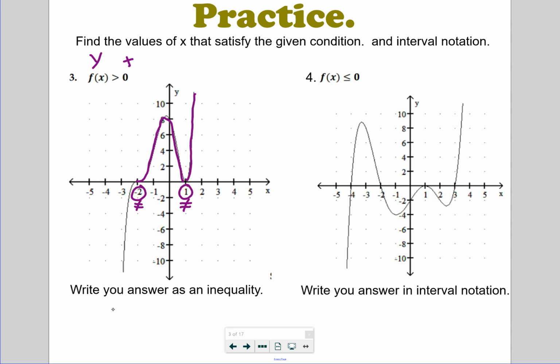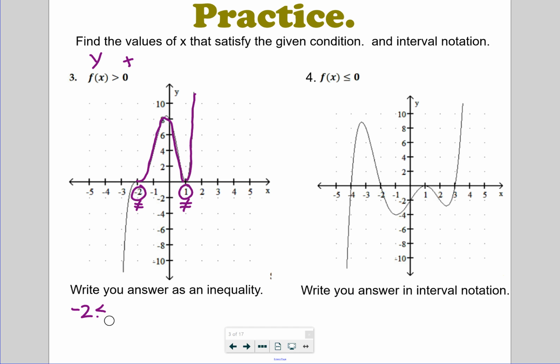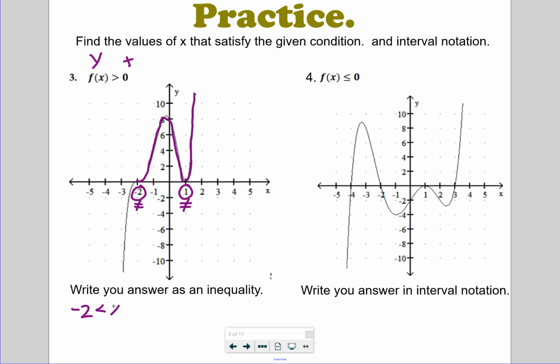So writing that as an inequality, it would look like -2 less than, I always want to put that equal sign there, just strictly less than x less than 1. Inequalities should always point in the same direction at the smaller number. And also x values greater than 1.